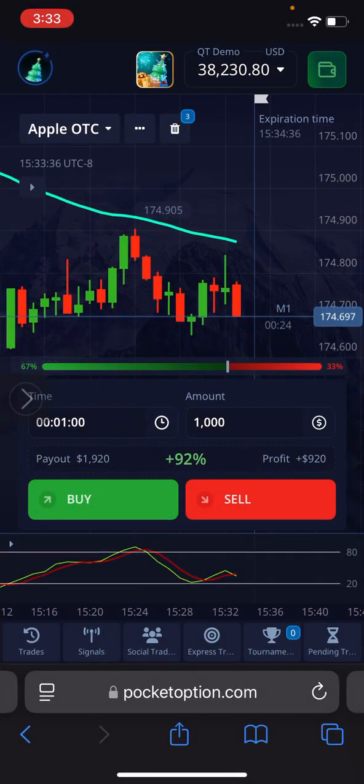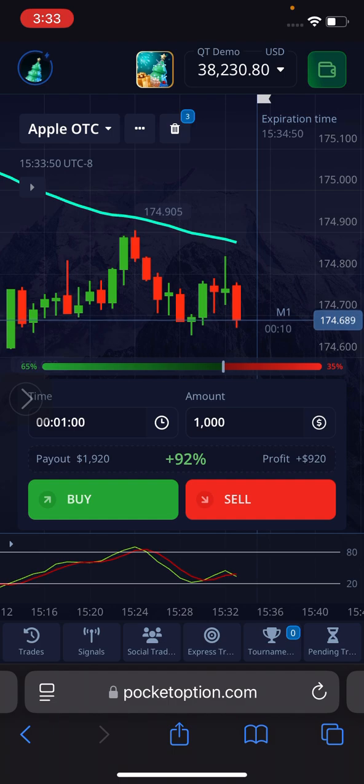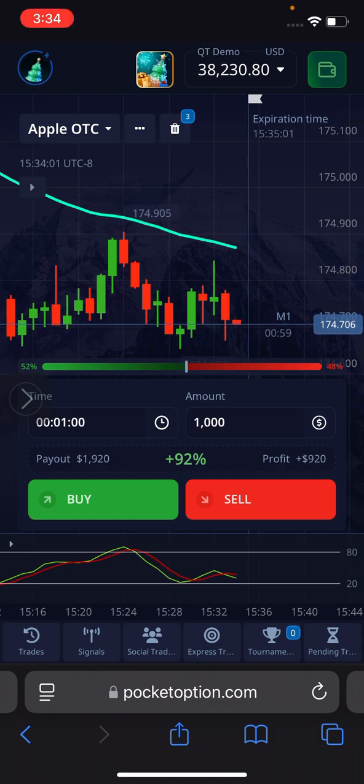So, what is rollover? I'm gonna take a trade to kind of show you exactly what happens, but rollover essentially buys you more time on your trade.